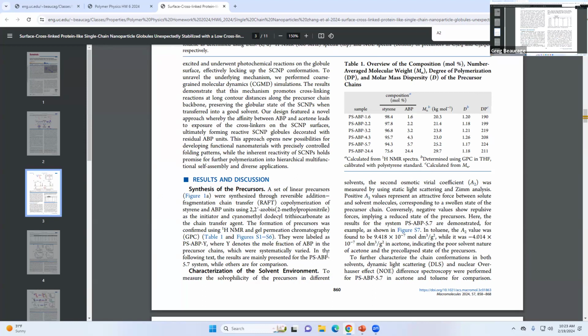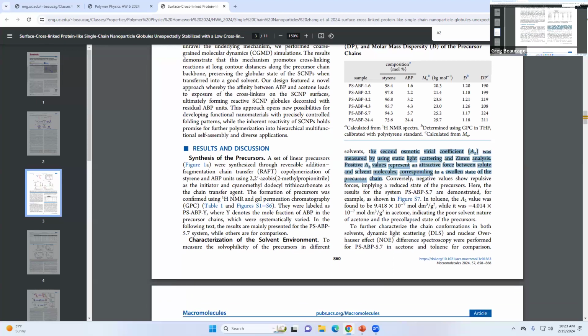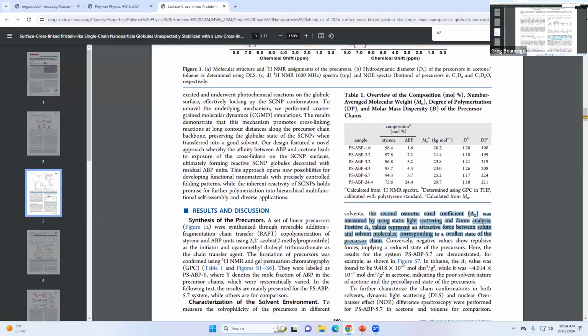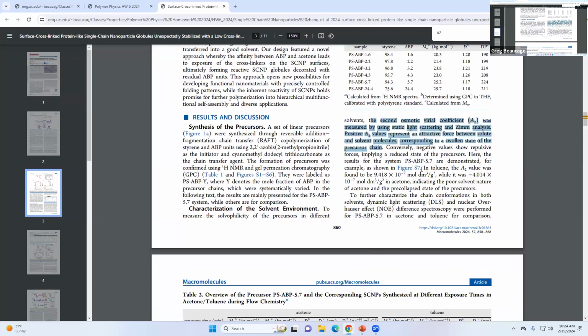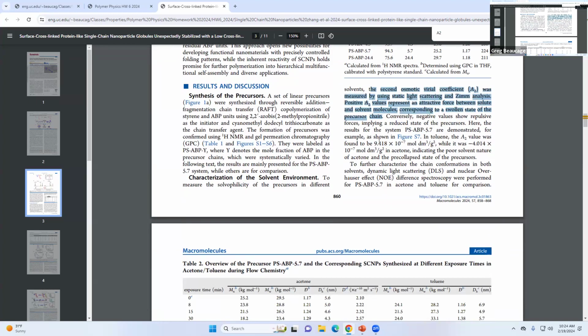Second osmotic coefficient A2. So A2 and B2 are proportional to each other, right? But A2 is a square of the molecular weight. It relates the two together. The reason is that you analytically measure A2 directly, like in light scattering, when you get more concentrated solutions.